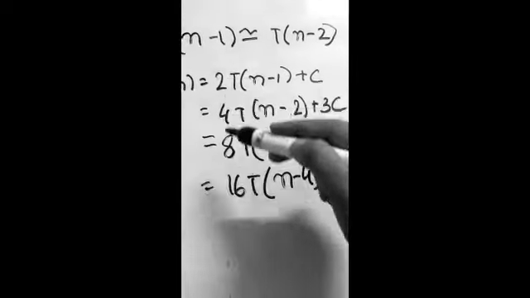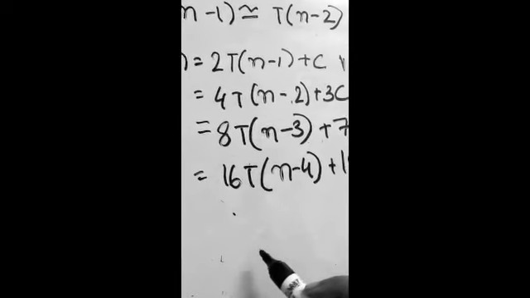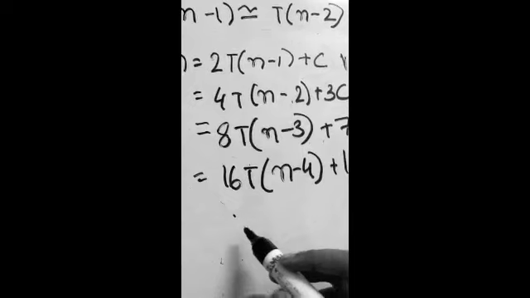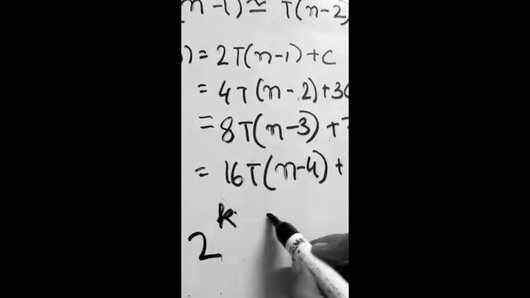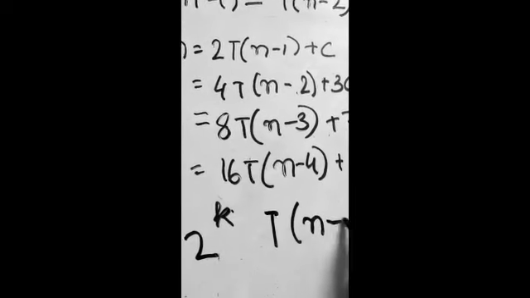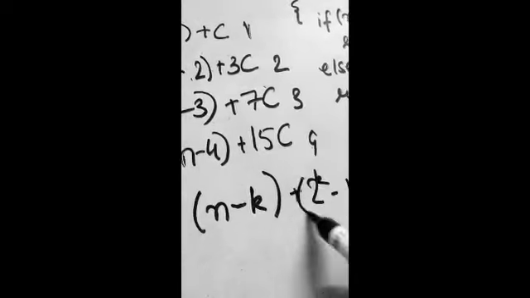So here we get a pattern, that is, this is for the first, this is for the second, this is for the third, and this is for the fourth. So let us say that we get a pattern that is 2 to the power k times T(n minus k), like from 1, 2, 3, 4, and plus there's a constant, so (2 to the power k minus 1) times the constant. I'm running out of space, I'm going to erase it a bit.